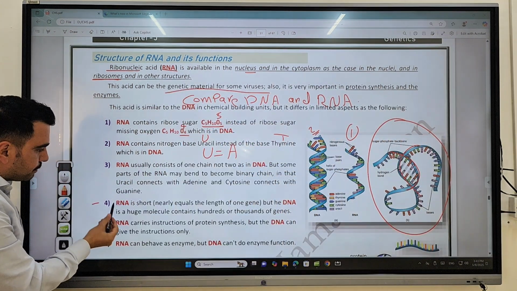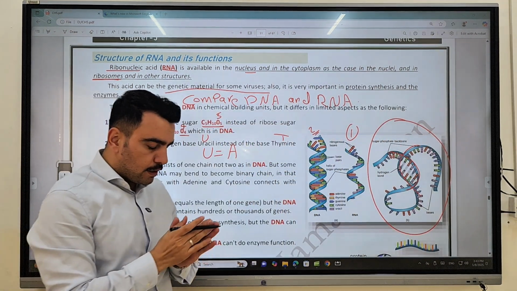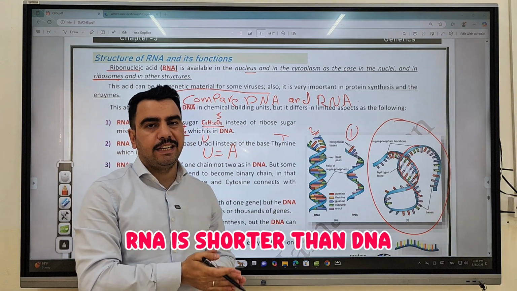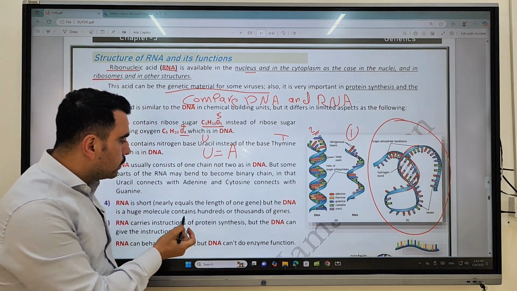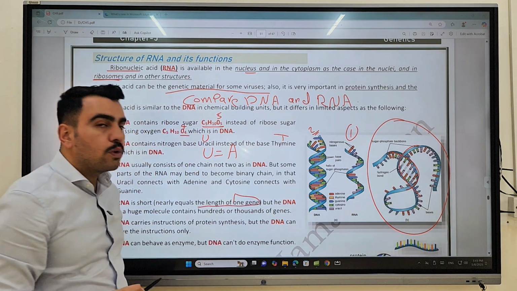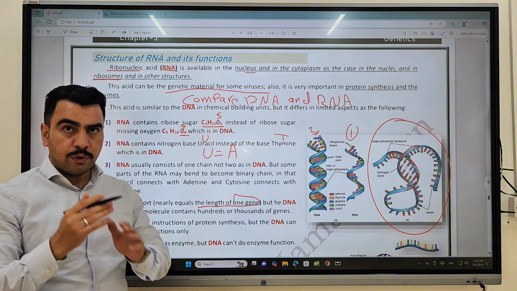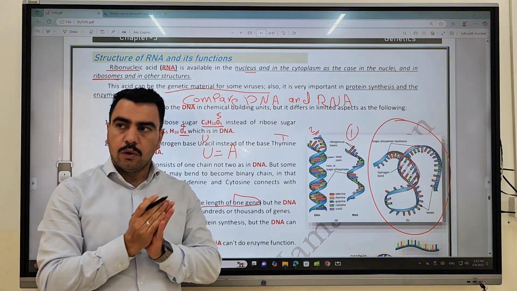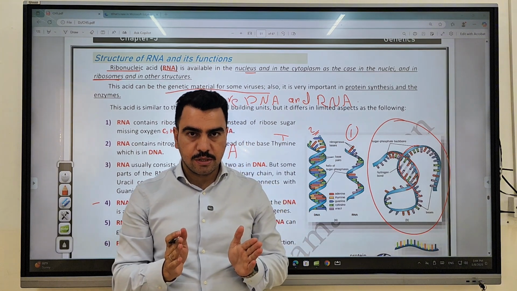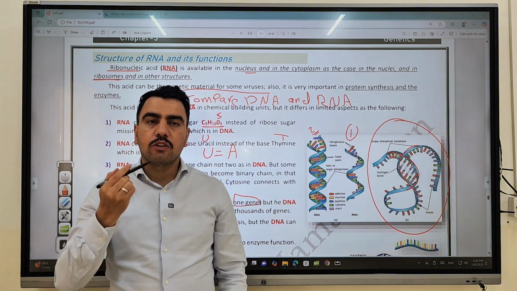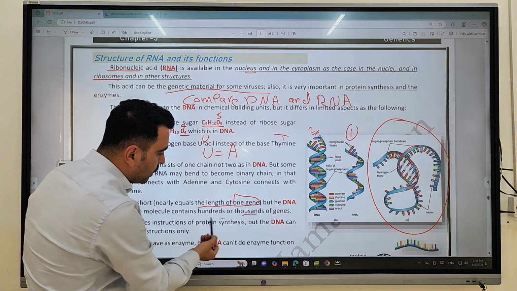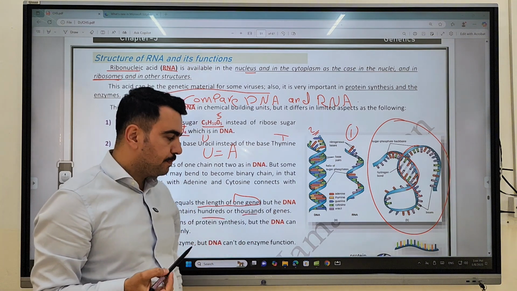Number 4 says it is short. RNA is always shorter than DNA. The length of RNA equals 1 gene of DNA. So 1 gene is equal to the length of 1 RNA, just imagine, and 1 DNA contains hundreds, or thousands, of genes.